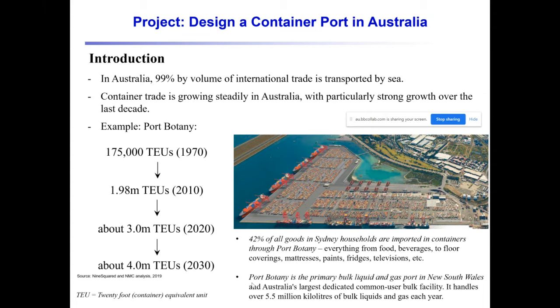Also, Port Botany is the largest bulk liquid and gas port in New South Wales, with about 5.5 million kiloliters of bulk liquids and gas import and export each year. So this is a huge amount.